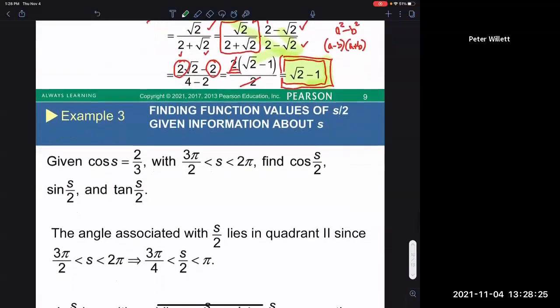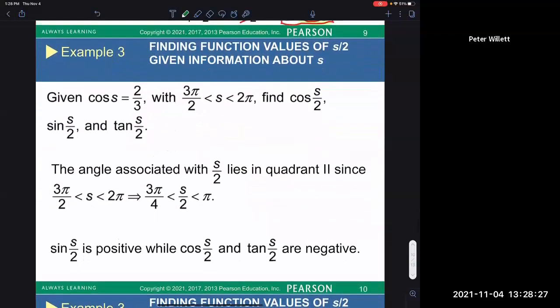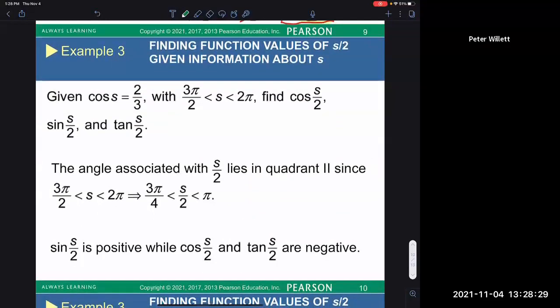So now let's take a look at example 3 here. It says, finding values of S over 2 given information about S. So how is this different here? Just looking at what it says. So this is when you're trying to find the value of a half an angle when you're told something about the angle. And of course, when they say given information about S, it'll be what S would be in a trig function or something like that. So let's look at this first example.